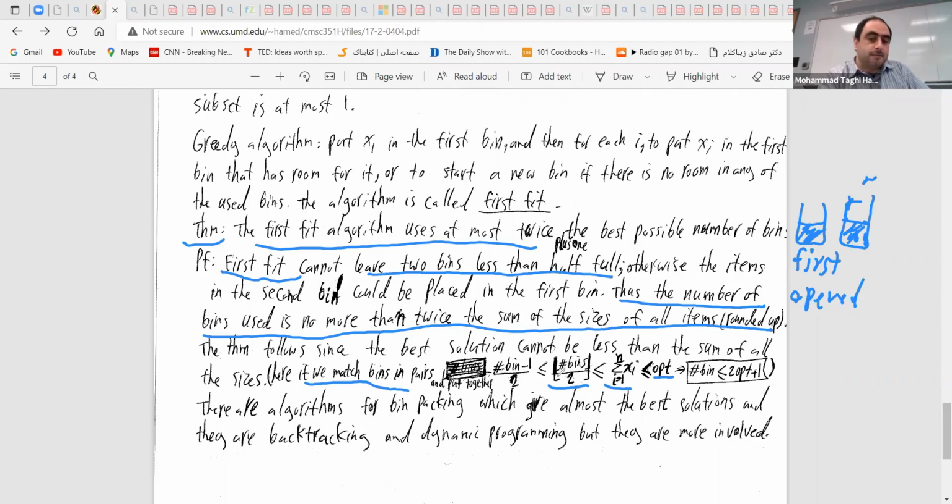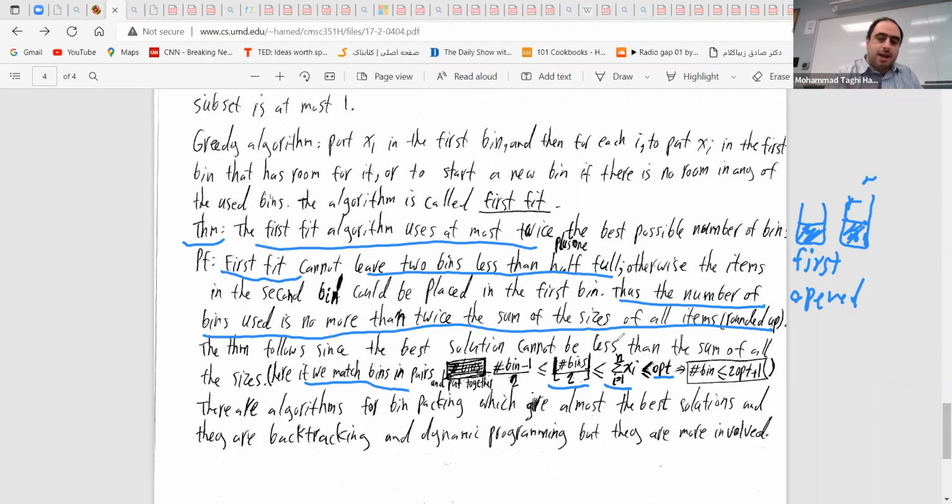Now, because of the observation that I have mentioned, we know that the floor of number of bins over 2 should be less than or equal to the sum of these guys. Why? Because we cannot have any two half bins essentially. So if you just consider the number of bins, and then I will take the floor of them, if they are even or odd, that should be less than or equal to the sum of xi's. Exactly because of this observation that I have mentioned.